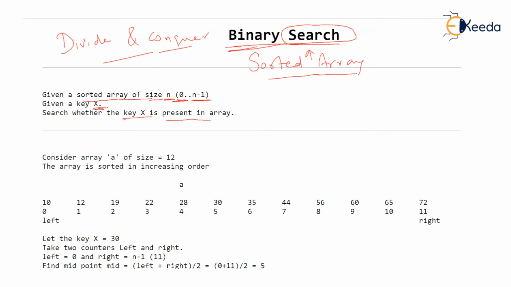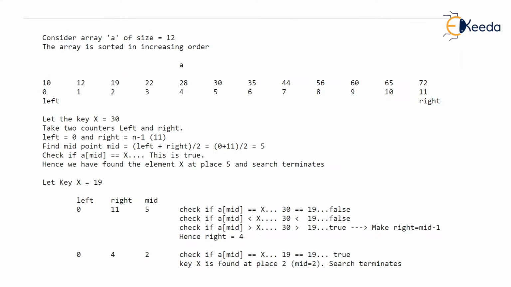Now I have taken an array A of size 12. That means the locations are 0 to 11. And it is sorted in increasing order. So here is the array A with values like 10, 12, 19, 22, and so on. And the last value being 72, which is the 11th location. I have taken two indexes, left, which starts with 0, and right, which starts with 11. So left and right are the two counters which are started from two extremes of the array.